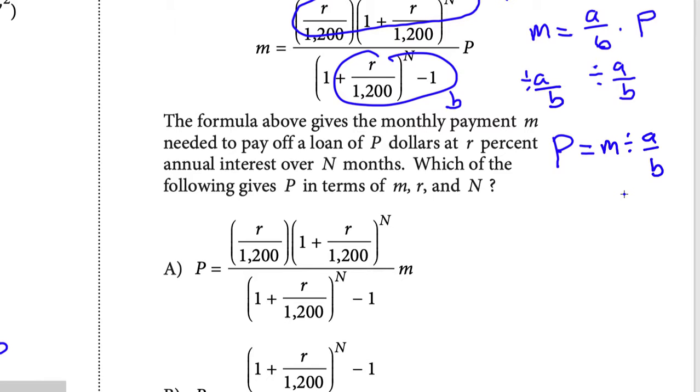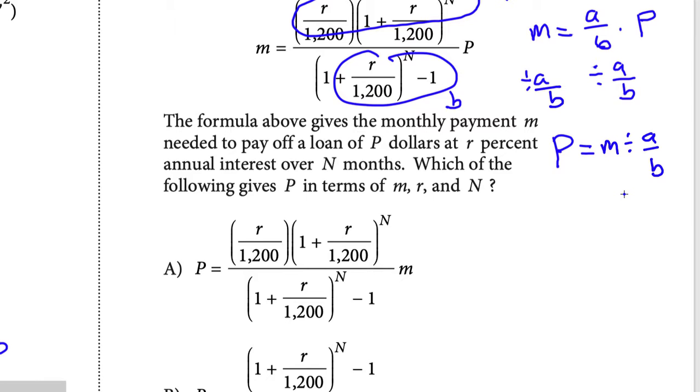So far, so good. I'm dividing both sides by A divided by B, so these cross off, and I'm left with P. On the left-hand side, I have M divided by A over B. So far so good? Nothing magical has happened yet?